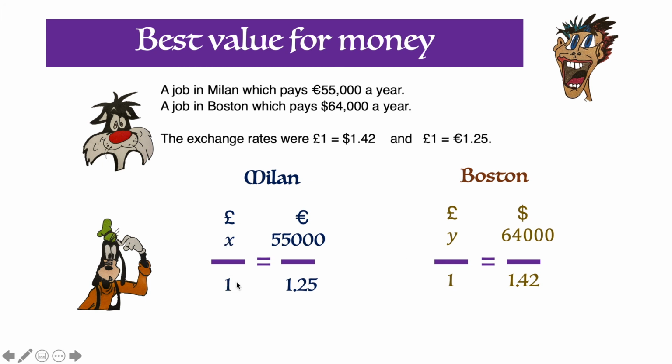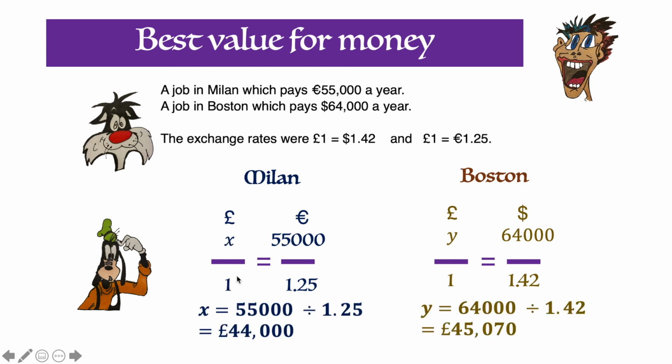And that's kind of neat, because then all I need to do is I can then simply find the value of x, because it's divided by 1. I can simply divide 55,000 by 1.25, and I get that in Milan I would earn £44,000. Similarly here, I simply divide 64,000 by 1.42 and say that if I worked in Boston, I would actually earn £45,070. So my Boston job would be the better offer.